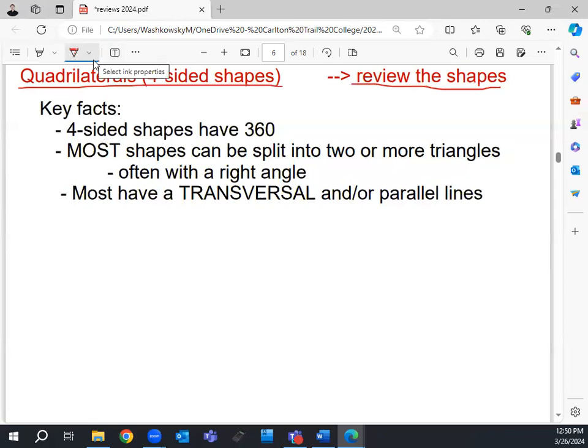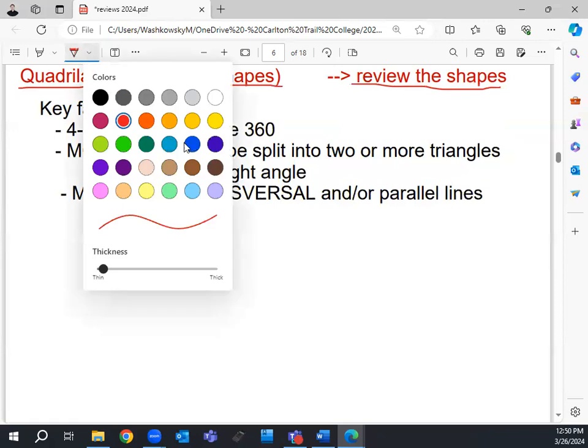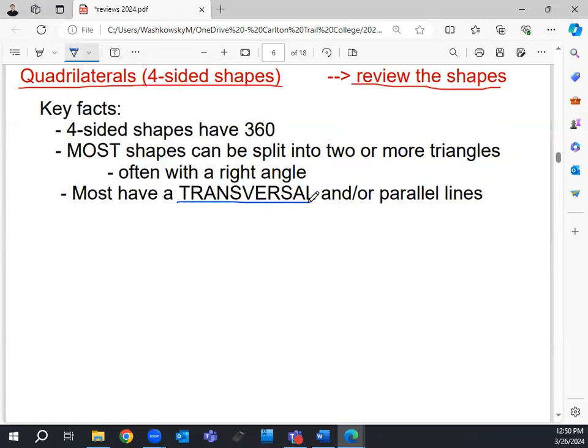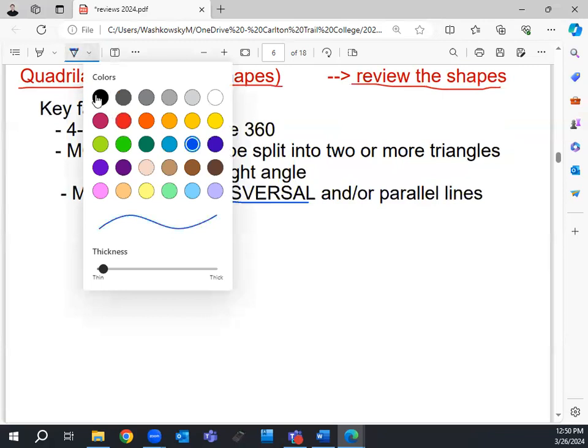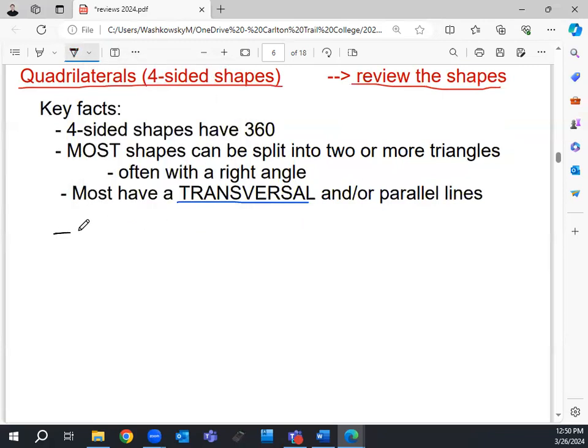So what the heck is a transversal? If you remember, if I have two parallel straight lines, and then I have something that intersects them, that is my transversal, right? And the second I know that these two lines are parallel, like you see these little arrows here, that means they're parallel, I can now generate certain properties from this shape.